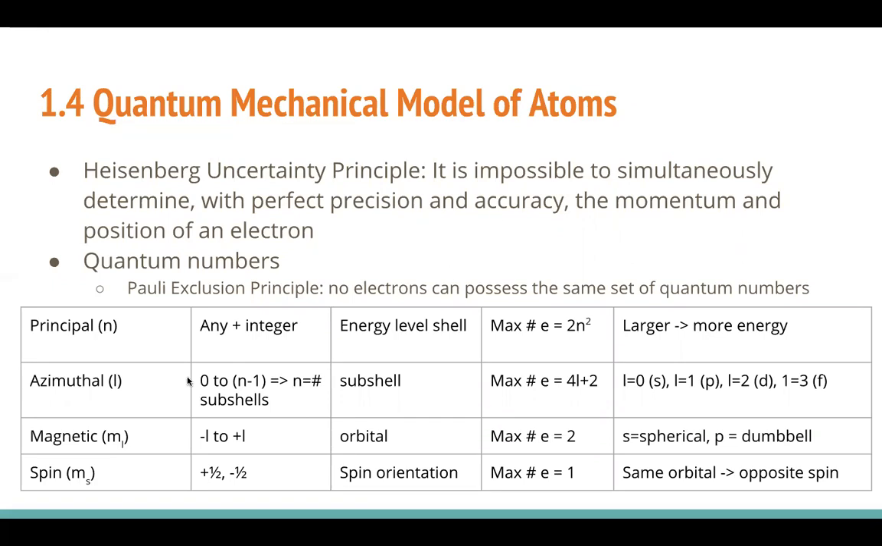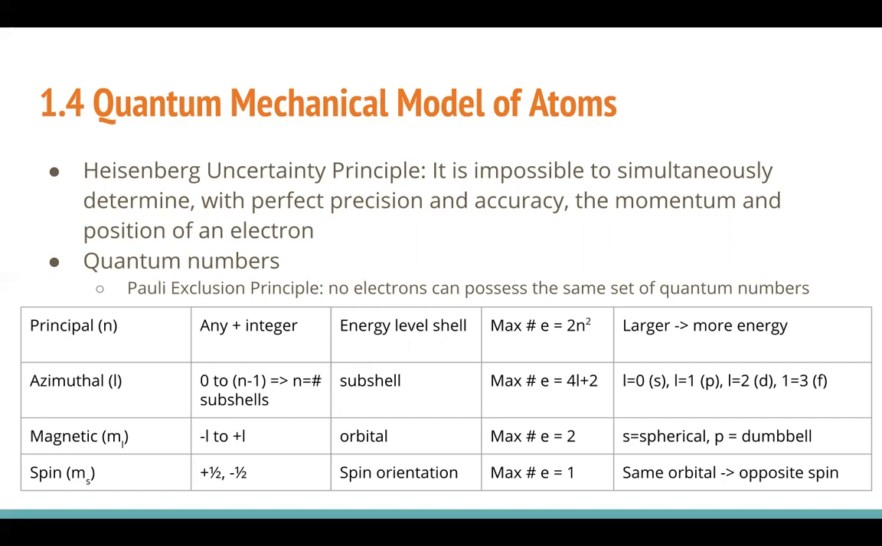The principal quantum number is the energy level shell, like we were using in Bohr's equations. It's just what energy level the electron is in, and it can be any positive integer. The lowest energy level is n equals 1, and on the periodic table, I think it goes to n equals 7 as the highest energy level. The maximum number of electrons is 2n squared, so you can just plug in n and you will get the number of electrons.